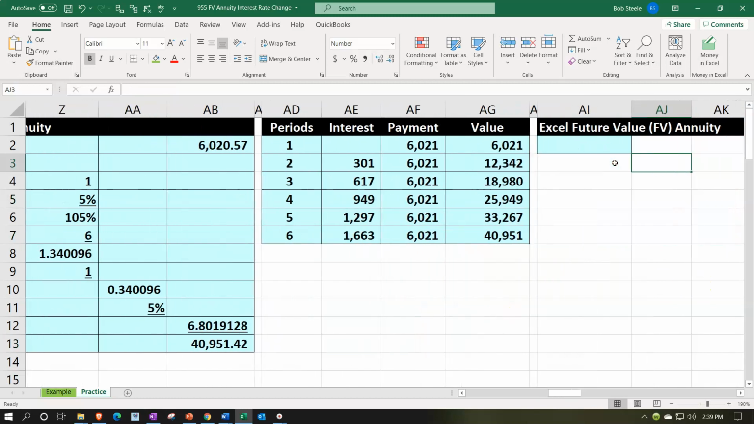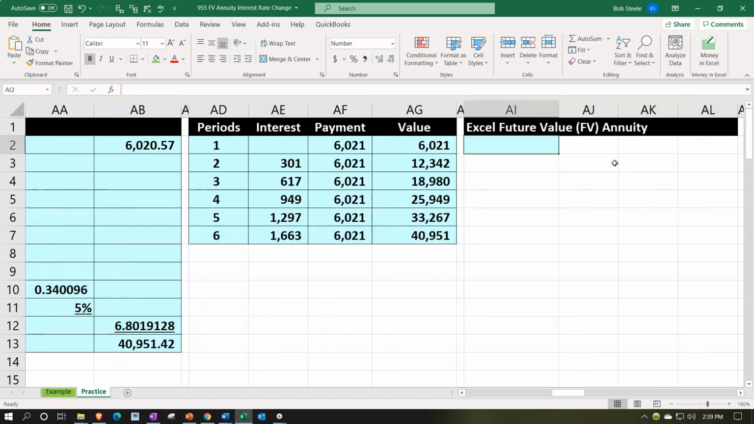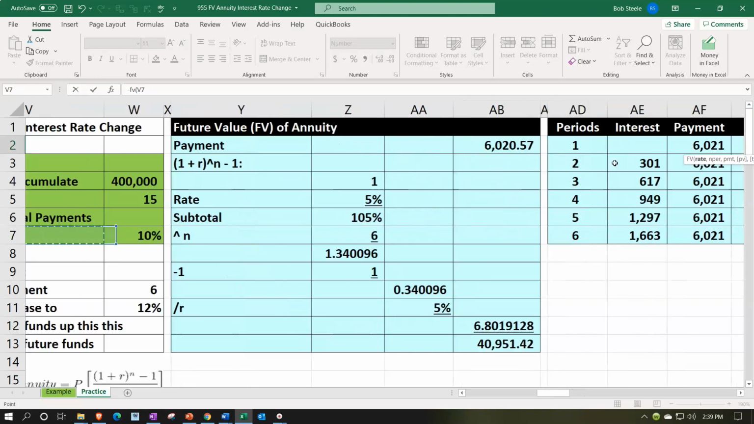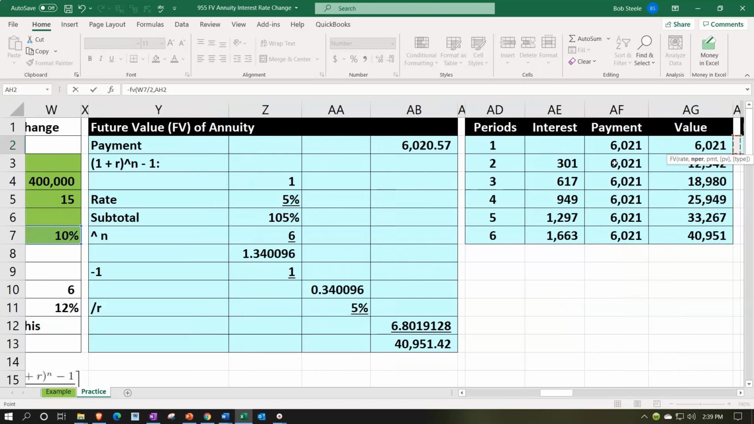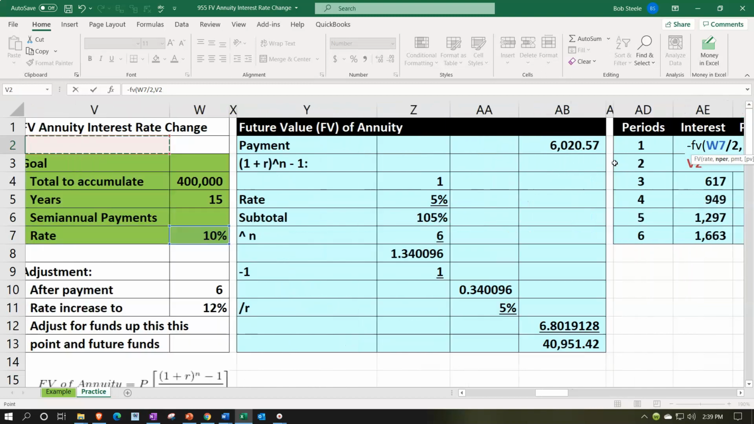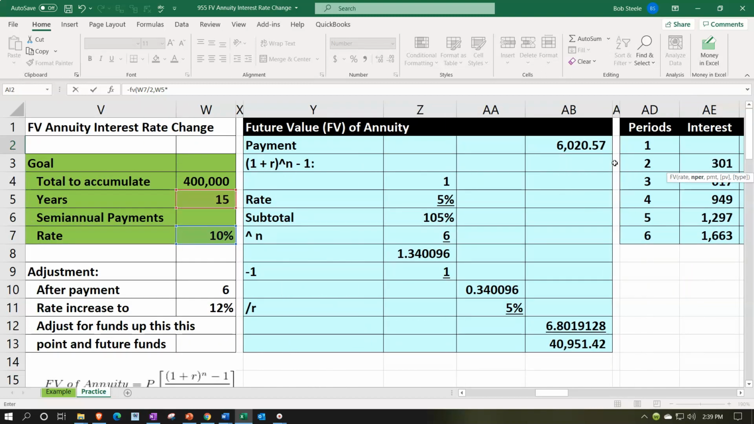Let's do it again, this time with the future value of an annuity. So we're going to say this is negative future value. Let's say future value, shift 9. The rate is going to be that 5%, or let's pick it up over here. It's the 10% divided by 2, comma, number of periods is going to be the 15 times, not 15. Hold on, that's not right. It's going to be just the 6 periods, because we're just talking the 6 periods now.